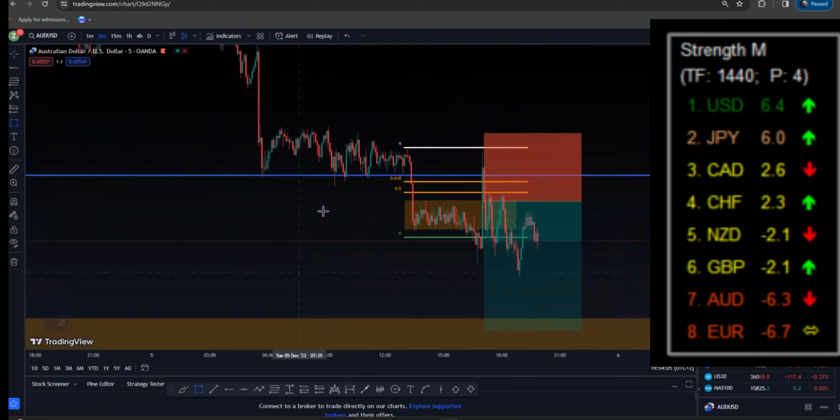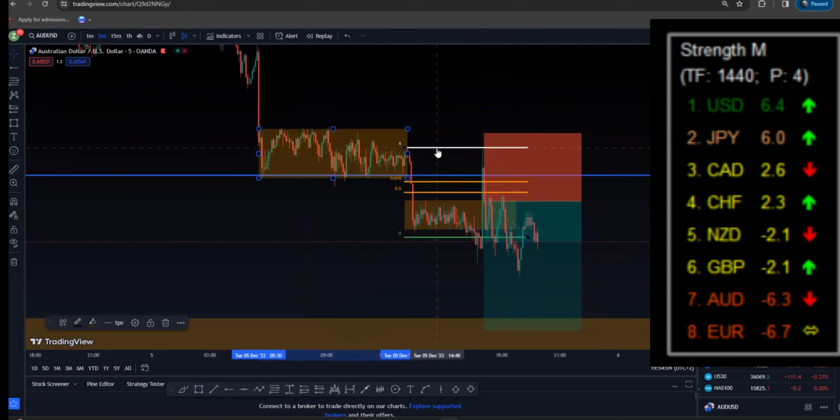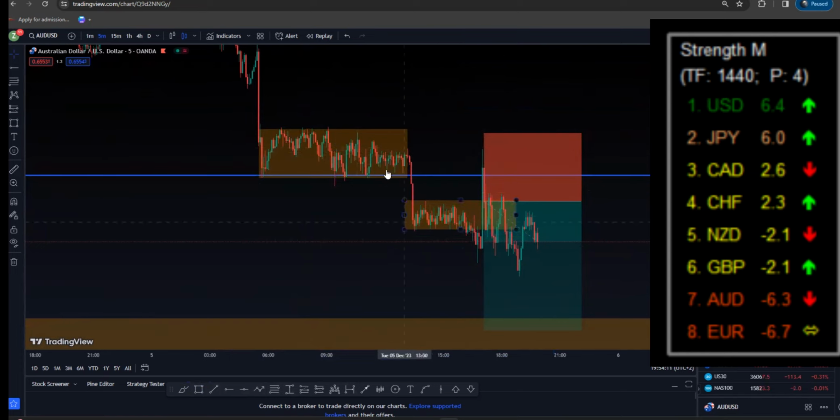We had this consolidation here. And then, okay, let me just remove this. We had a consolidation there, and then the market broke to the downside. That's what I wanted to see, because the indicator told us that AUD is supposed to sell today. Getting this break to the downside was a confirmation that the market is really going to continue selling.